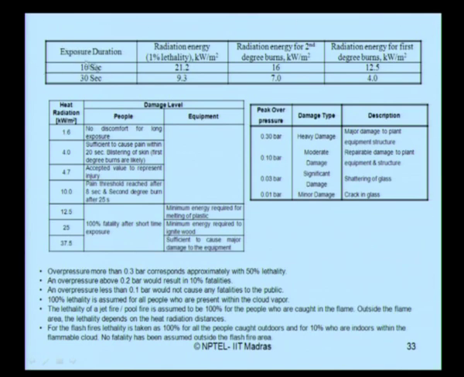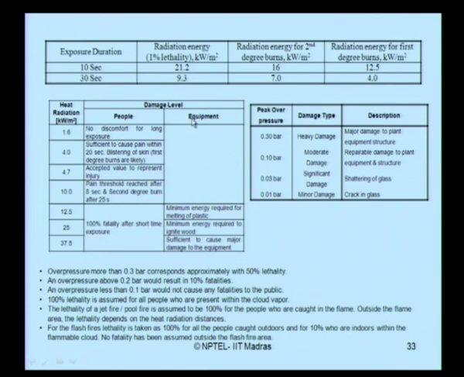If I say for exposure duration of 10 seconds and 30 seconds, for radiation level of 1 lethality it is 21.2 and 9.3, for radiation level of second degree burns it is about 16 and 7, for radiation level of first degree burns it is about 12.5 and 4. The heat radiation varying from 1.6 to 37.5 will have a different damage level on the people. For 1.6 generally no discomfort is given to the public. For about 12.5 onwards there is a 100% fatality even for a short time exposure.